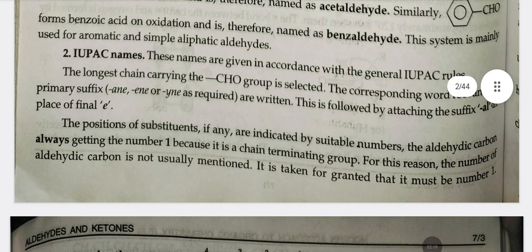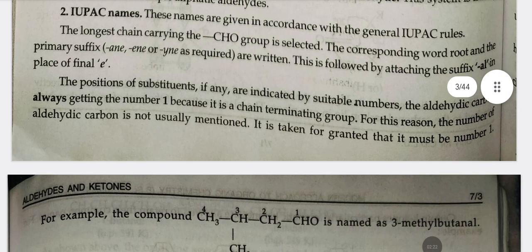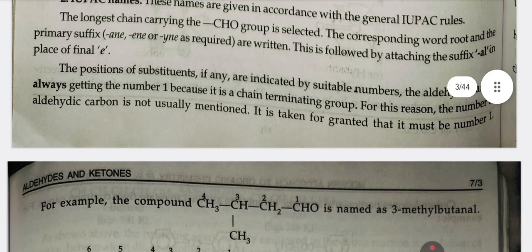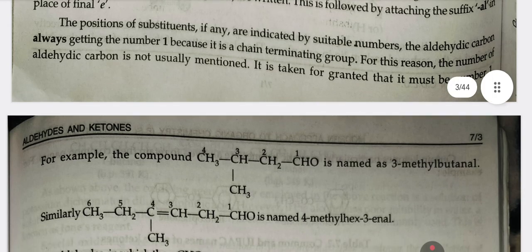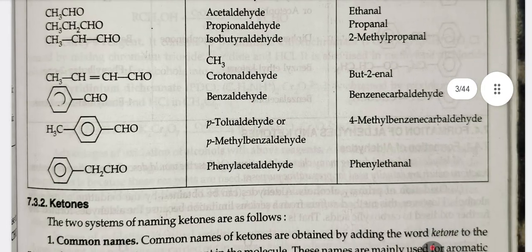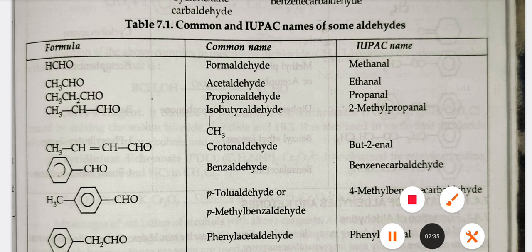IUPAC names. These names are given in accordance with general IUPAC rules. The longest chain carrying the CHO group is selected. The corresponding word root and the primary suffix are written. This is followed by attaching the suffix "al" in place of "e", and the position. For example, HCHO is formaldehyde, common name; IUPAC name methanal. CH3CHO is acetaldehyde, ethanal.